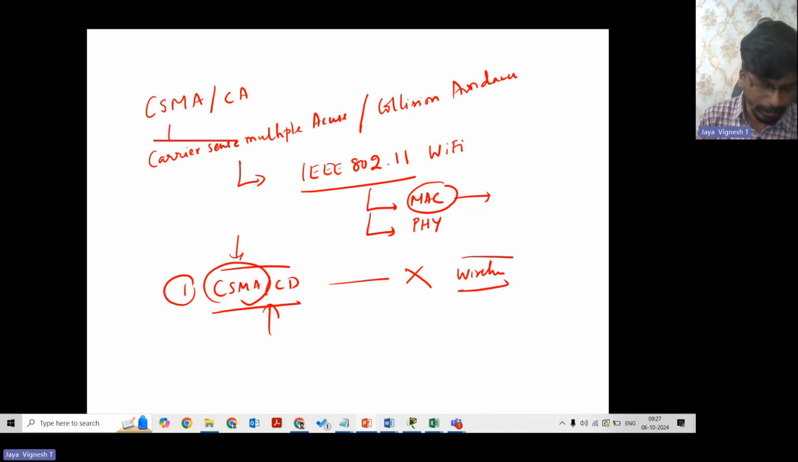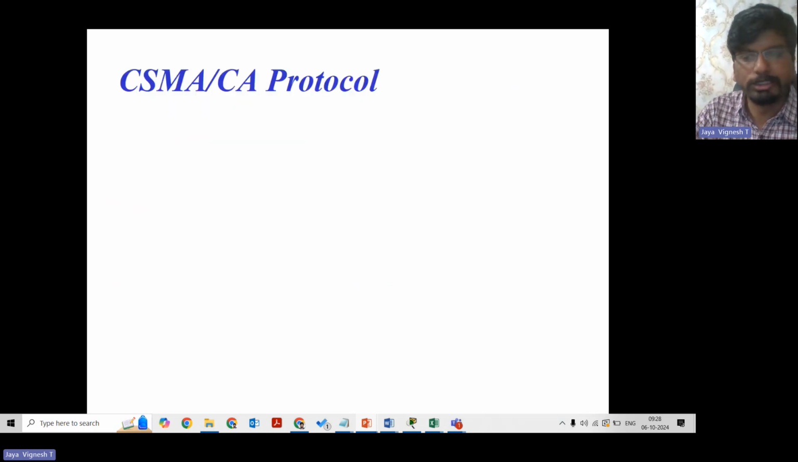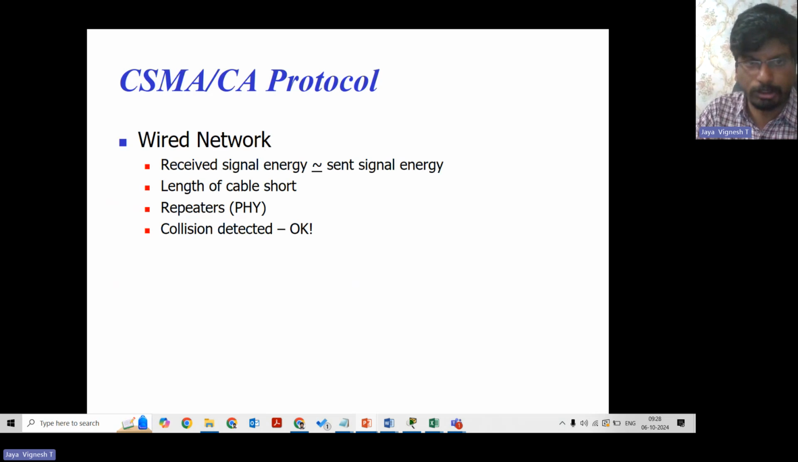So this is the idea behind p-persistent, non-persistent, and 1-persistent. But despite that, there could be a probability of collision that can happen. So how are we going to handle collisions? That's where, in wired, we use the concept of collision detection. In wireless, we're going to use the concept of collision avoidance. So what does this CSMA/CA, the collision avoidance, try to do?